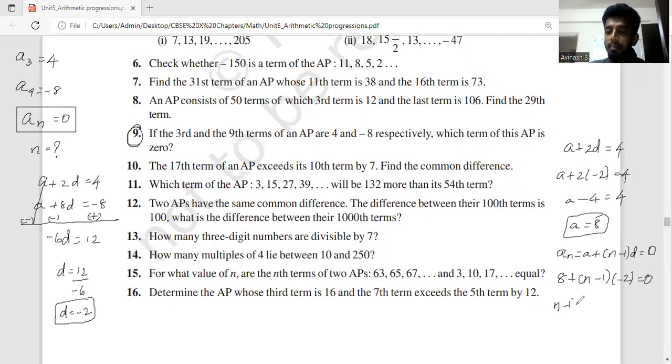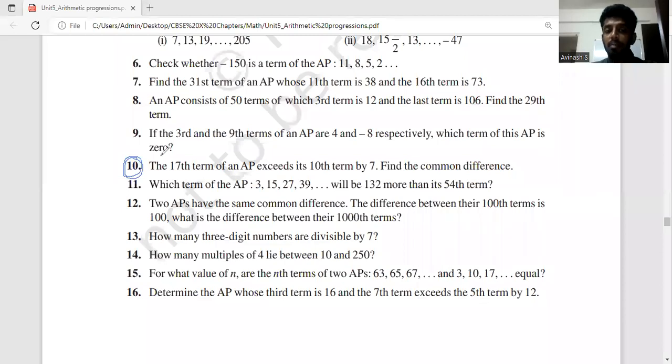Now, next step is n minus 1 into minus 2 equals minus 8, because 8 goes to the right side, becomes minus 8. N minus 1 equal to minus 8 by minus 2. Because this goes to division, this gets cancelled and becomes 4. So if n minus 1 is 4, we get n as 5. So this is the answer. So we write by concluding the fifth term of the AP is 0.